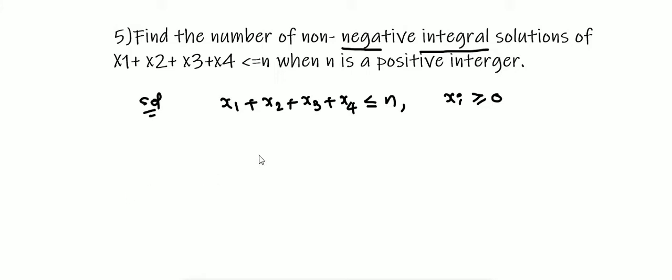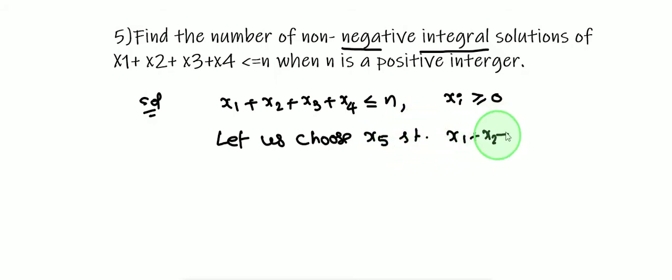In such a case, there is a gap. Let's try to understand this mathematical statement, x1 plus x2 plus x3 plus x4 is less than or equal to n. There is a gap between the sum x1 to x4 and n. So let us fill up that gap with a new parameter x5. Let us choose x5 such that x1 plus x2 plus x3 plus x4 plus x5 is equal to n. So I have filled up the gap between these two quantities by x5.